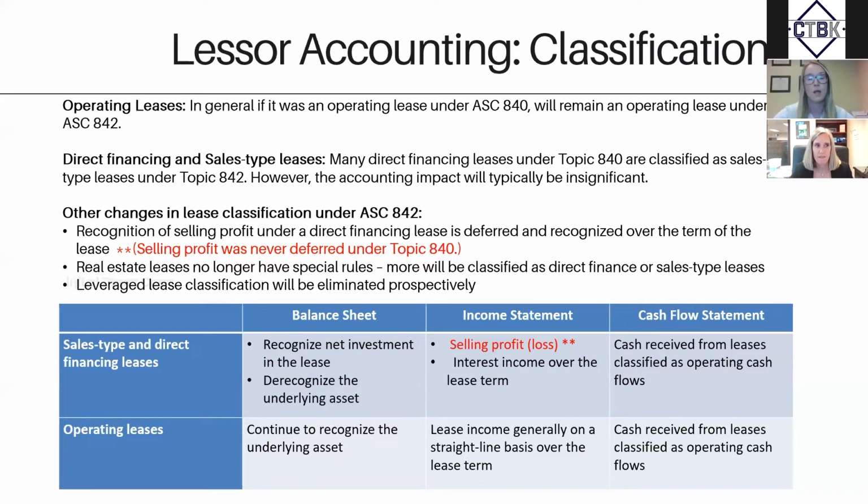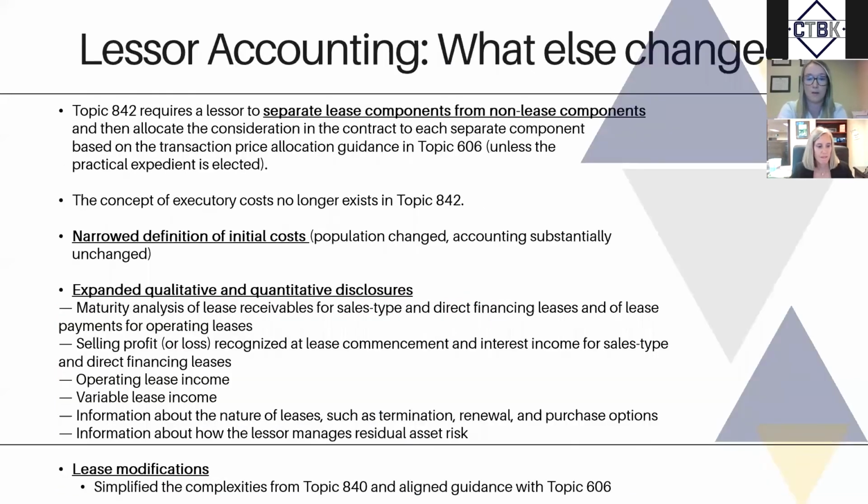And so now we'll go over a few more things in lessor accounting that have changed before we get into our modifications. So again, just a couple additional things focusing on only the things that are really changing under 842. So just like the lessee, the lessor has to separate lease components from non-lease components and then allocate consideration. There is an option to elect the practical expedient, in which case you could combine lease components. Executory costs no longer exist under 842, so that's a difference.